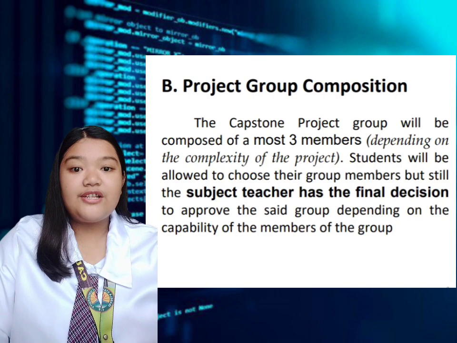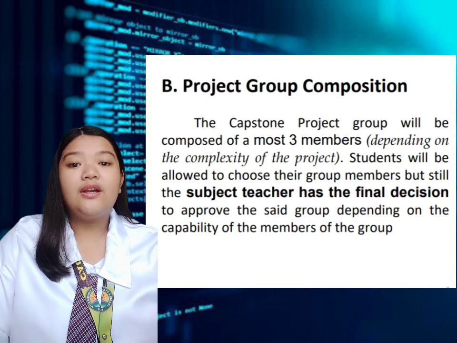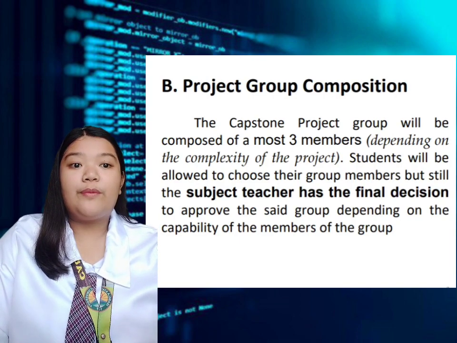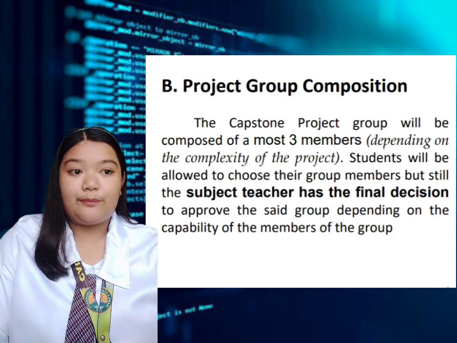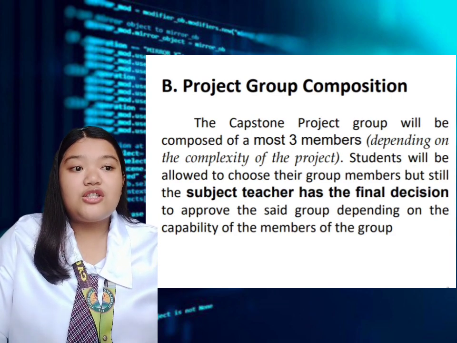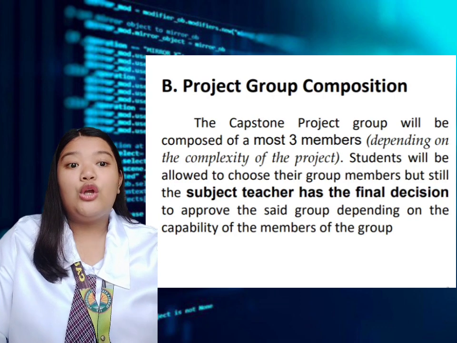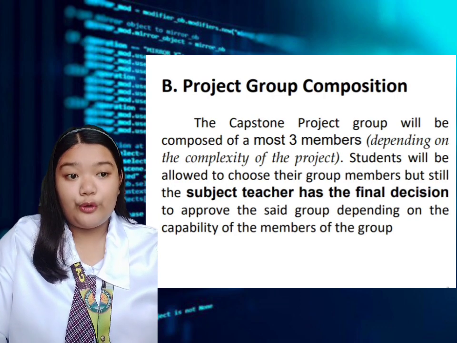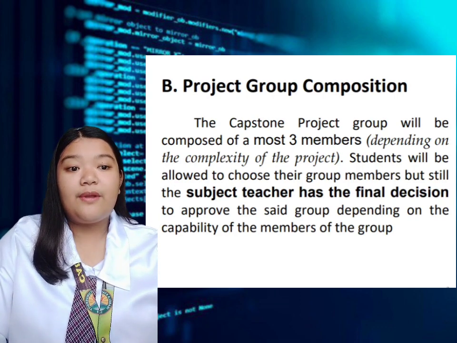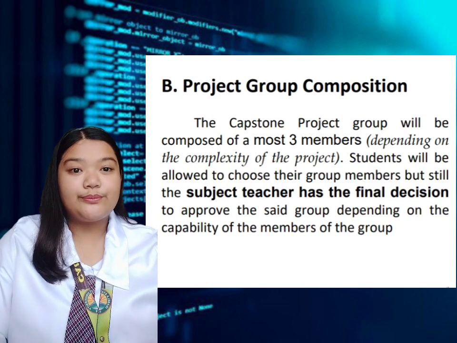Letter B, Project Group Composition. The Capstone Project Group will be composed of at most 3 members depending on the complexity of the project. The students will be allowed to choose their group members, but still the subject teacher has the final decision to approve the said group depending on the capability of the members of the group.